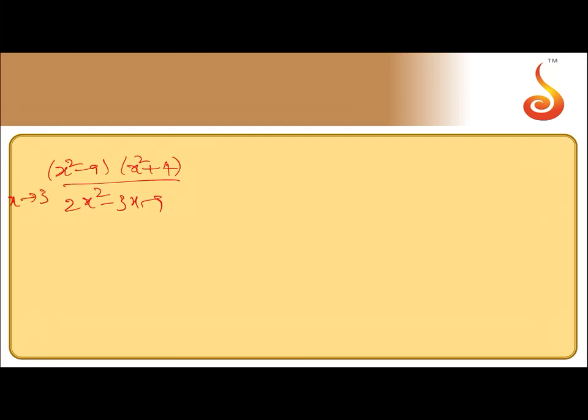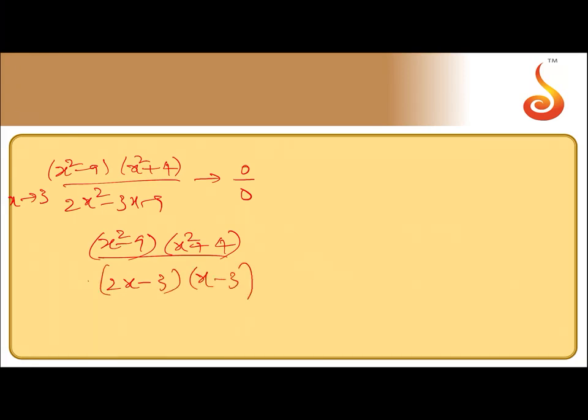When I substitute 3, 3 3s are 9, 18, 18 minus 18, of course it is 0 by 0 form. And definitely we can factorize the denominator, I hope so. x square minus 9 into x square plus 4 divided by, I hope we'll be getting, 2x plus 3 multiplied by x minus 3. So that one factor gets cancelled, remaining x plus 3.